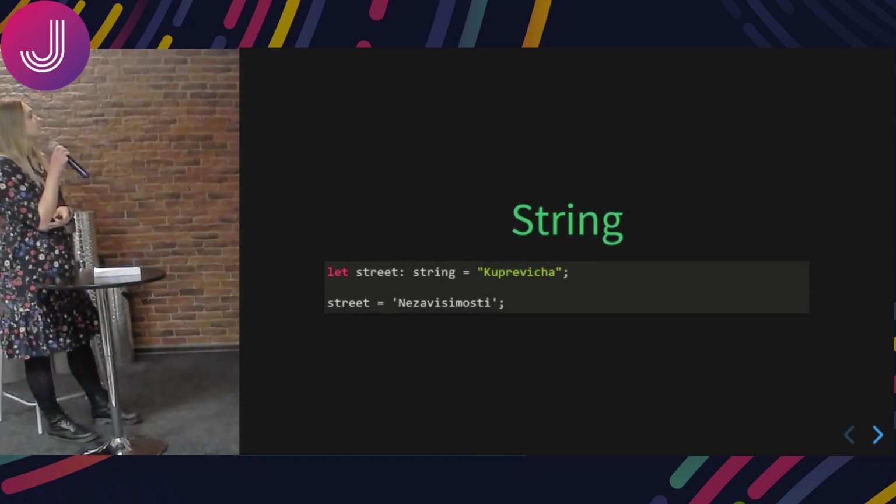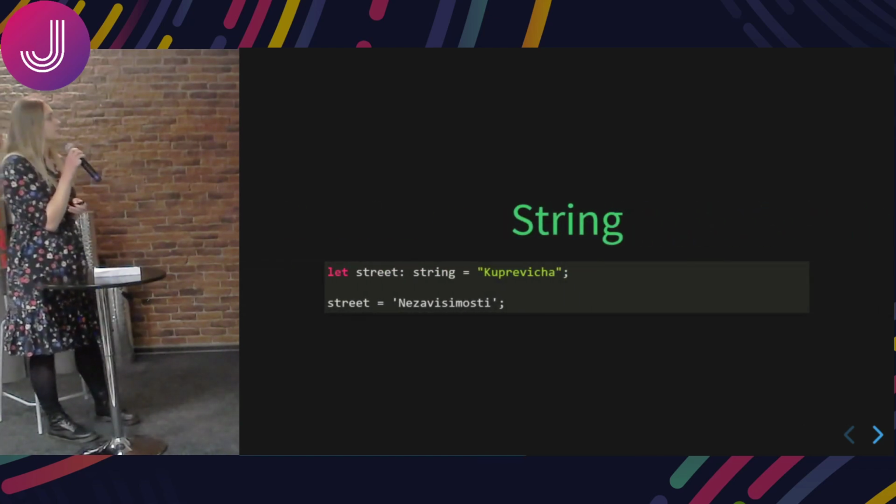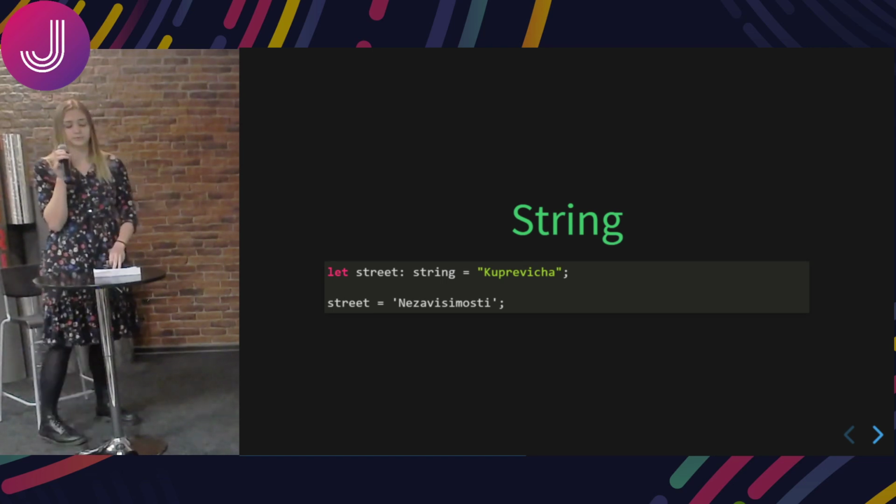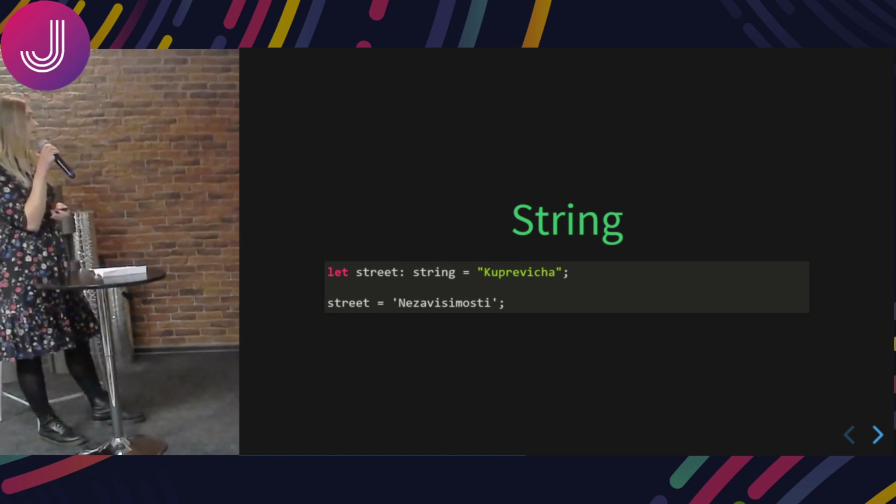So the next type is string. We can add the string type and assign any value, for example a name, and we can reassign it later to another one, and it will also work because both values are strings.